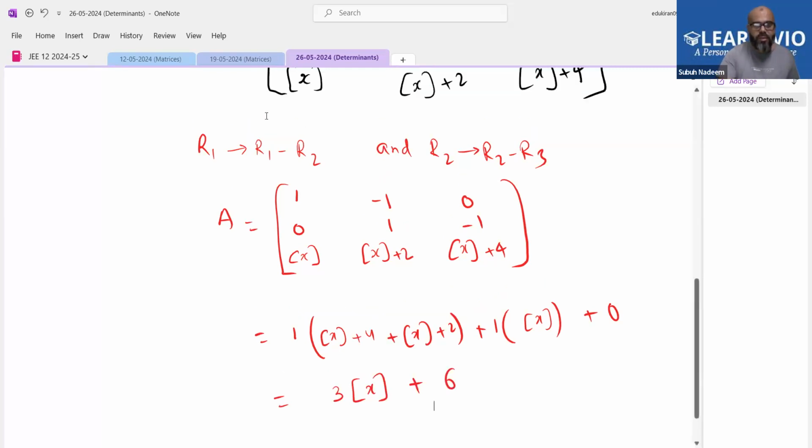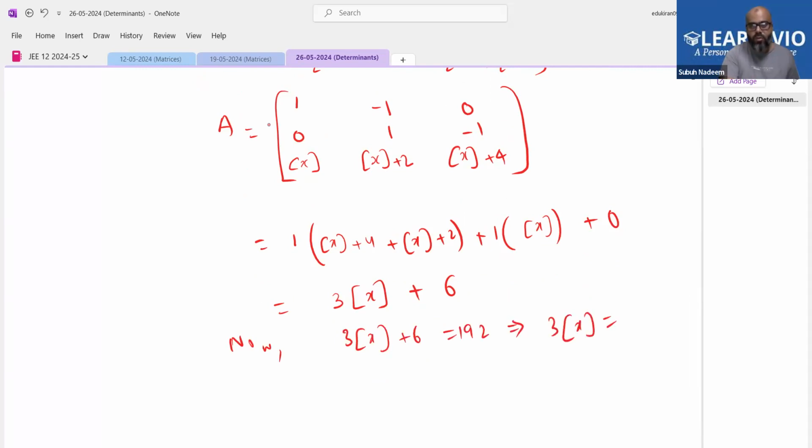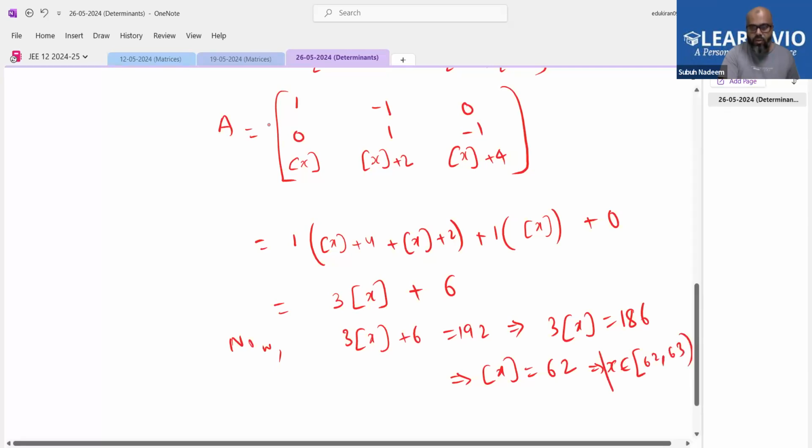Now it is given that this is equal to 192. So 3 times the greatest integer of x plus 6 is equal to 192, which means 3 times the greatest integer of x is equal to 186, which means the greatest integer of x will be 62, which means x belongs to 62 comma 63. Then only the greatest integer of x will be 62. So this will be your answer: x belonging to the interval 62 comma 63, where 62 is included, 63 is not included.